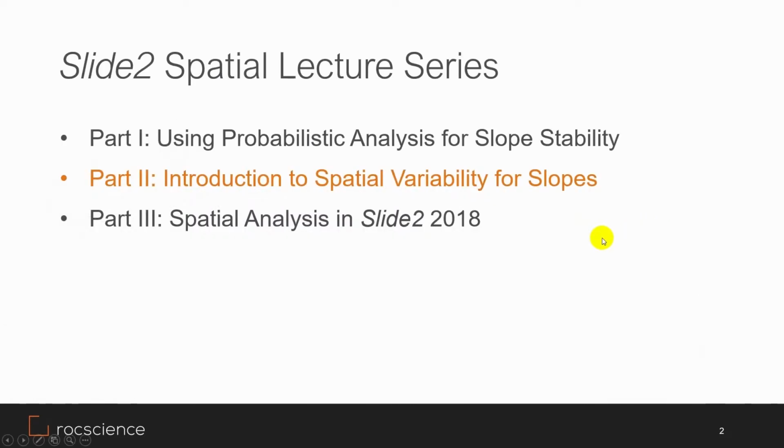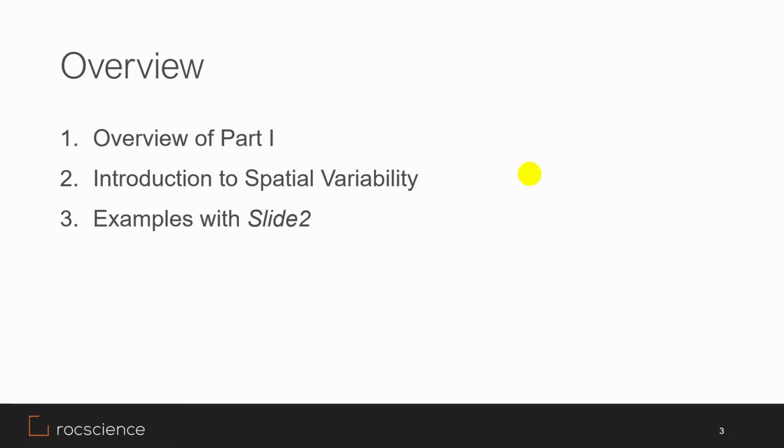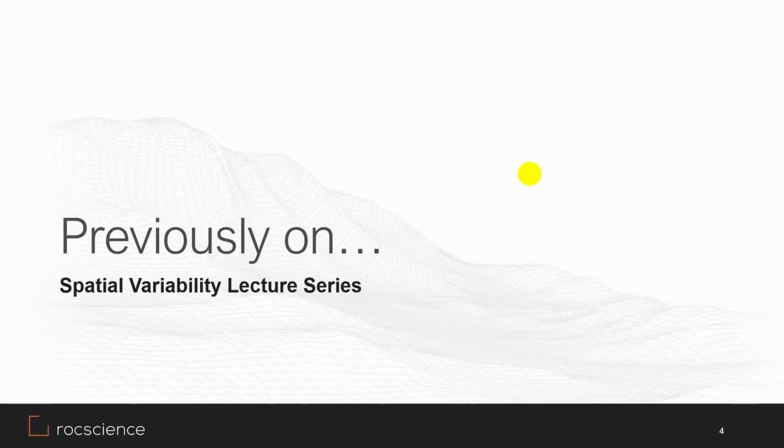So this is the second lecture in our spatial series, and in this video we'll be introducing spatial variability into our probabilistic analysis. We'll start with a brief overview of the first lecture, then we'll introduce the concepts of spatial variability, and then go through some examples in Slide2. So let's start with a quick overview of the last lecture.